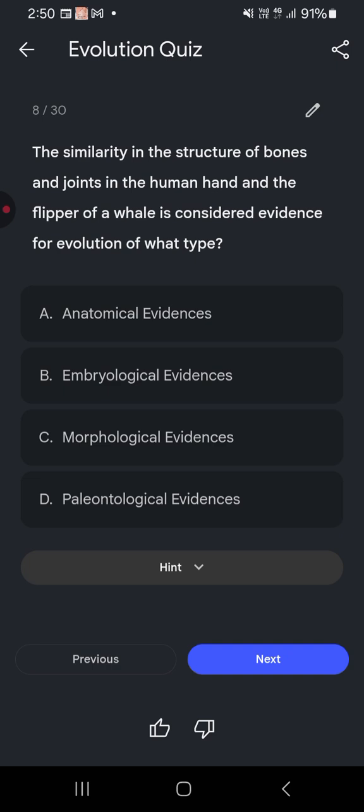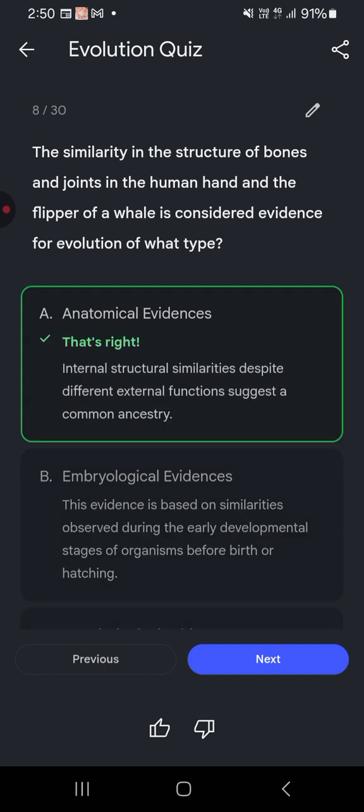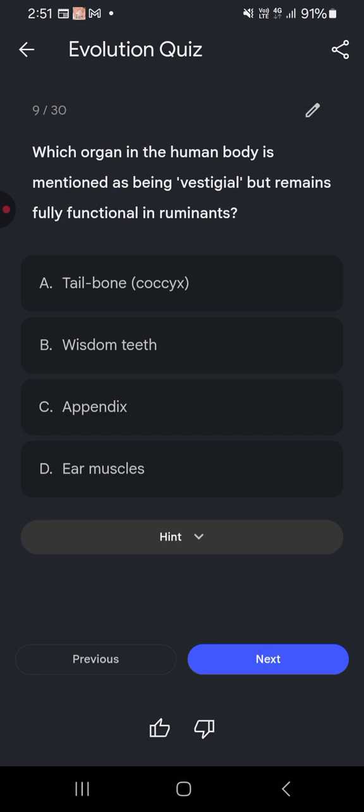The similarity in the structure of bones and joints in the human hand and the flipper of whale is considered evidence for evolution of what type? Anatomical evidences. Internal structural similarities despite different external functions suggest a common ancestry.